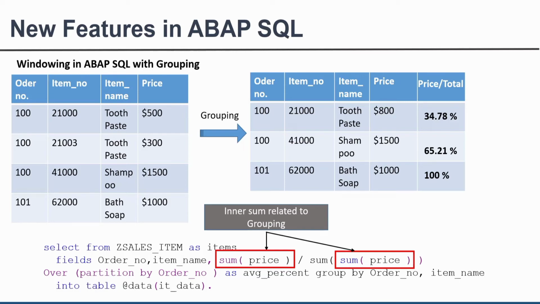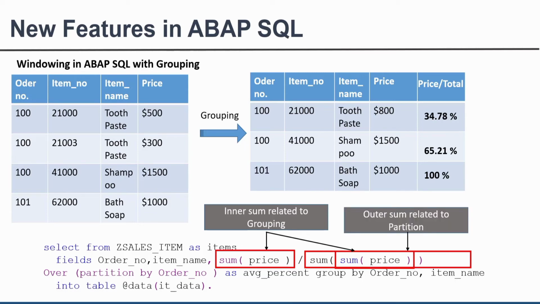Why is it so? Here you can see the inner sum of price is related to grouping, because I am doing a grouping according to order number and item name, and I want to calculate the sum of price as per my group also, and that is why I am using this sum of price in the inner bracket. And this outer sum of price is related to the partition, which I am using over here as over partition by order number.